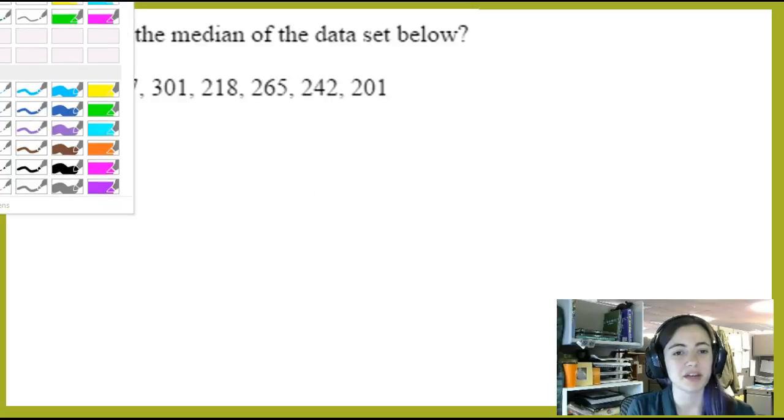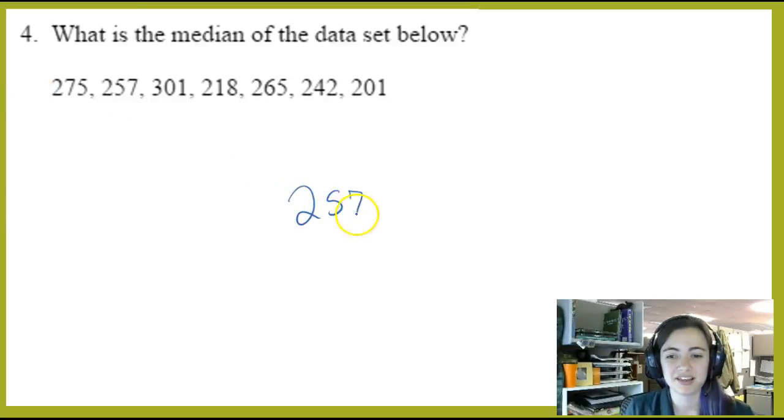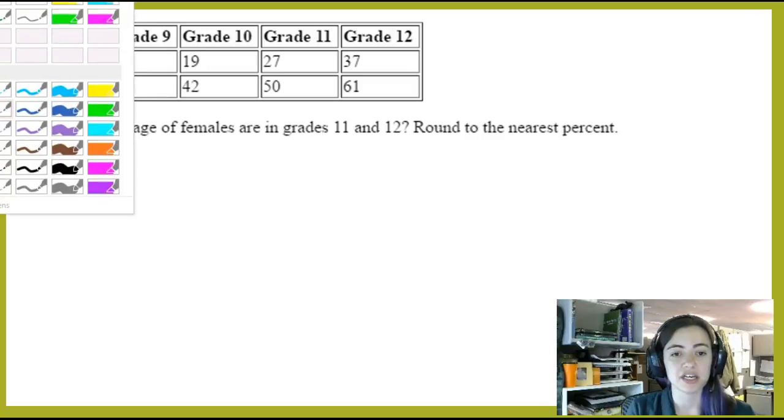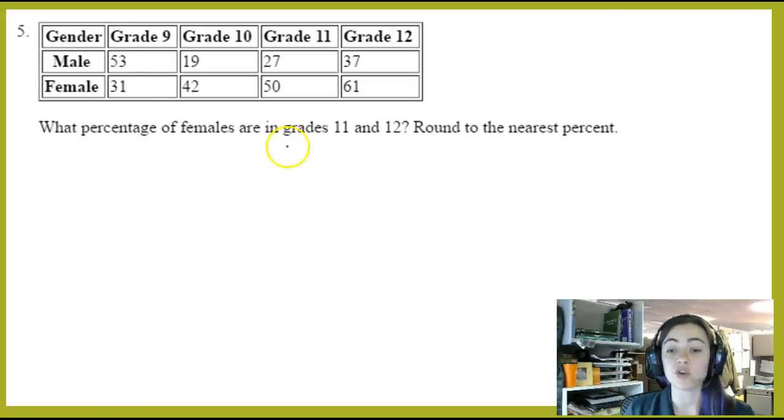Oh, gotta get my pen out here. Now for number 5, it says, what percentage of females are in grades 11 and 12, round to the nearest percent?